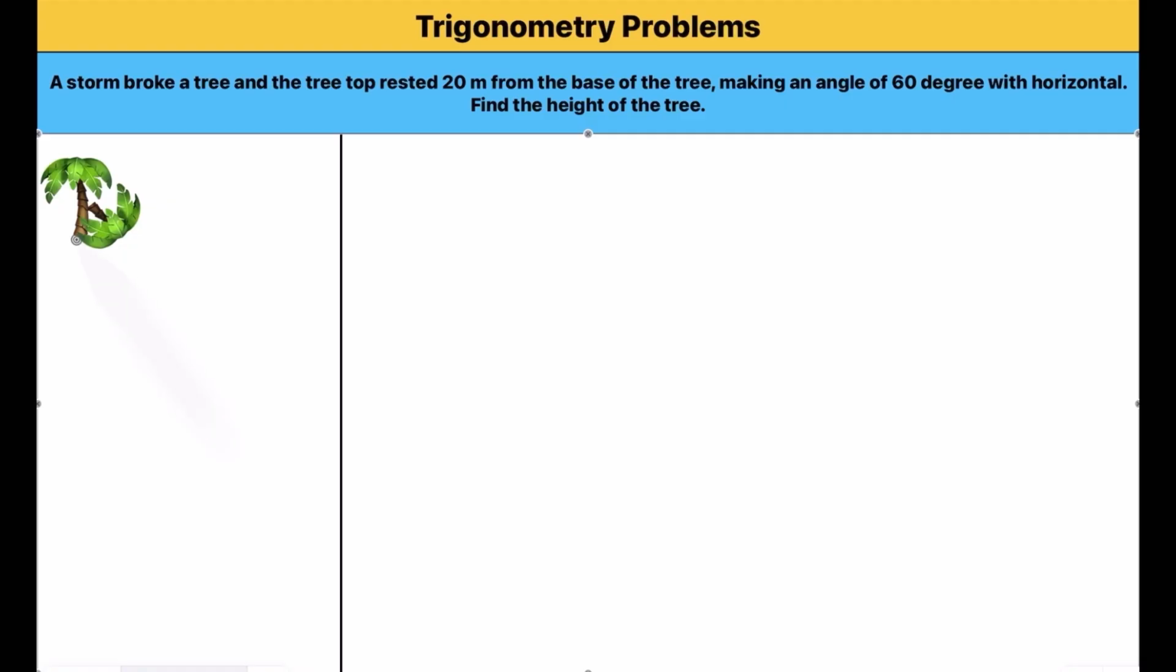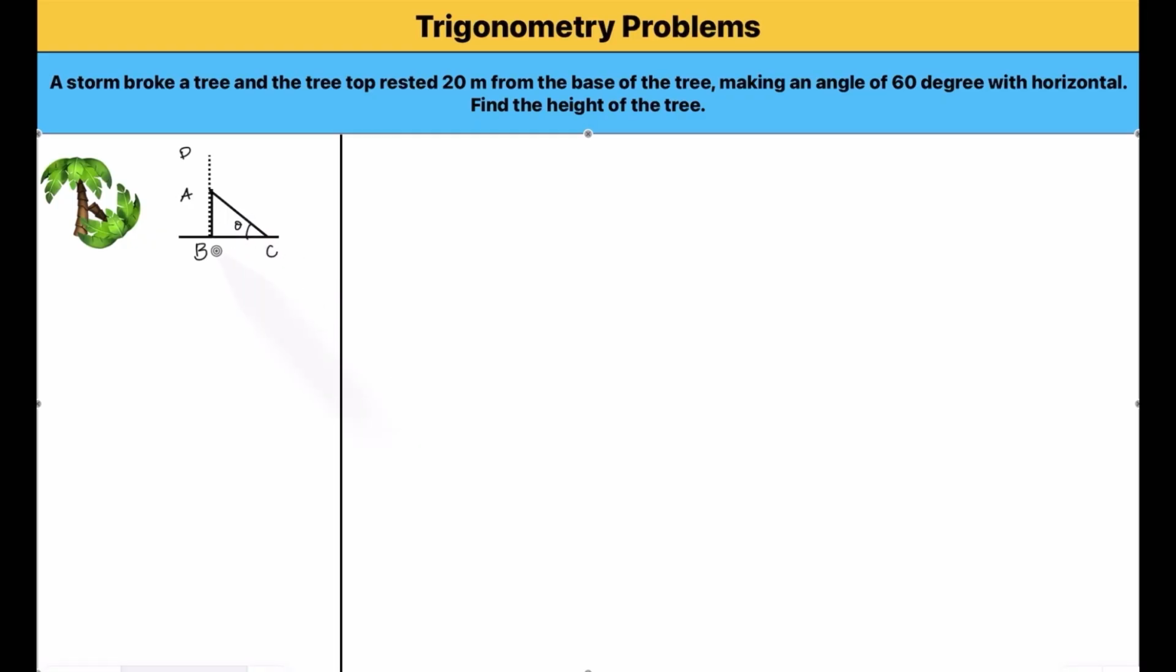Let's say this is the tree. During the storm, it cut from a certain point and it fell on the ground like this, making an angle with the horizontal. Let's convert this into a triangle. Let us say BD was the original height of the tree. It cut from a point A and it fell on the ground, making an angle theta with the horizontal.